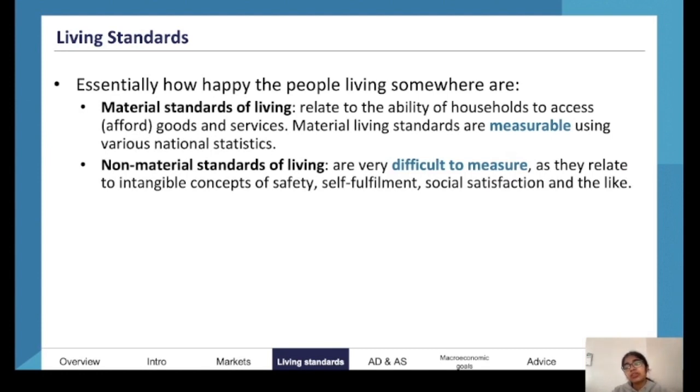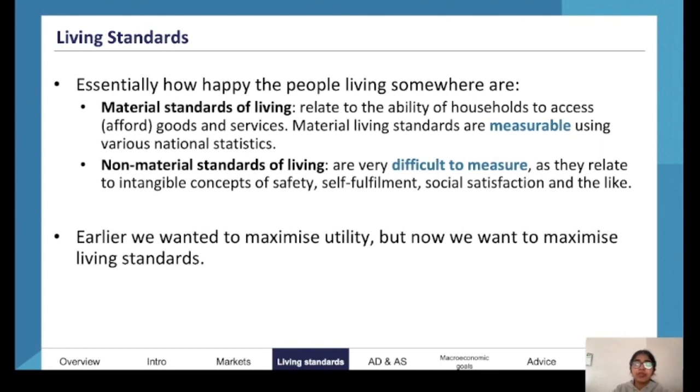Then we've got non-material living standards. So non-material living standards are kind of hard to measure. They're very intangible. And they're more so about stuff like happiness, self-fulfillment, social satisfaction, and stuff like that. So it's really hard to get an indication of those just because they're so subjective, and it's just hard to measure in the first place. So an example of non-material living standards can be just safety, happiness, purpose, having that sense of purpose, and so on.